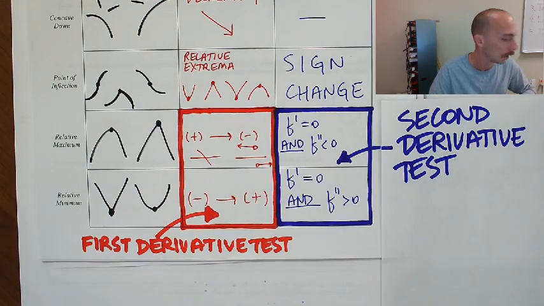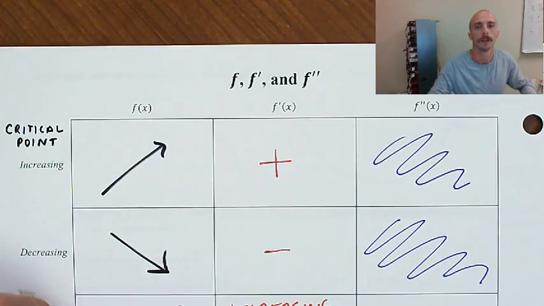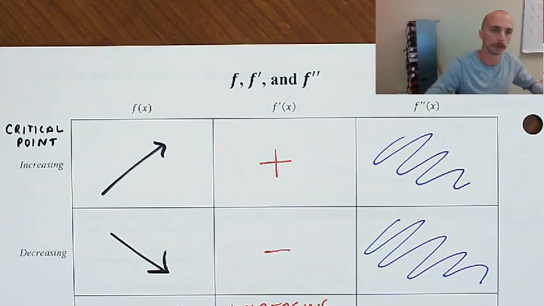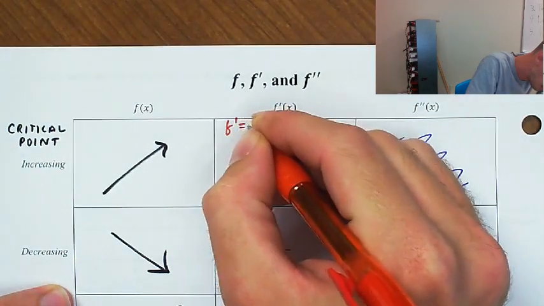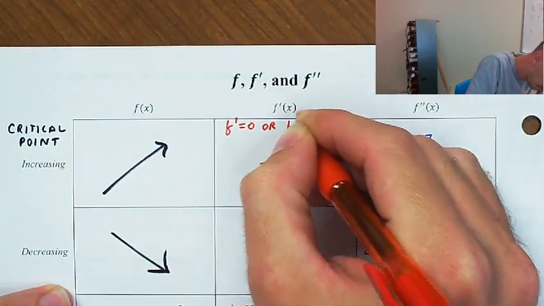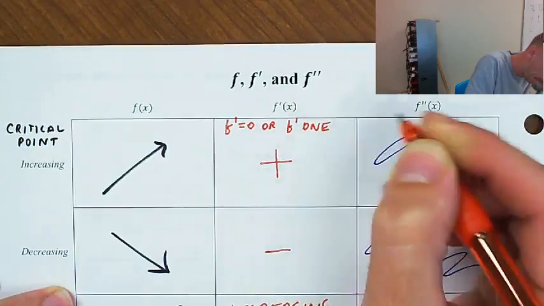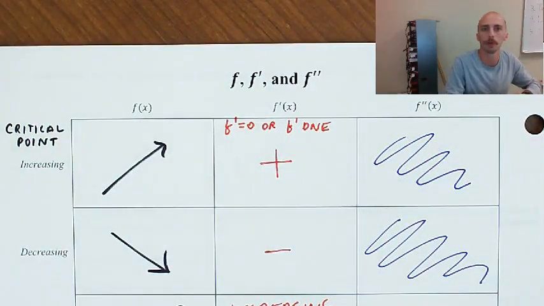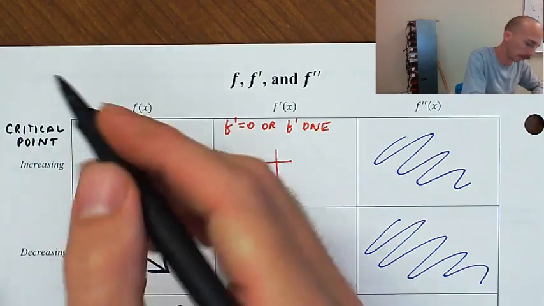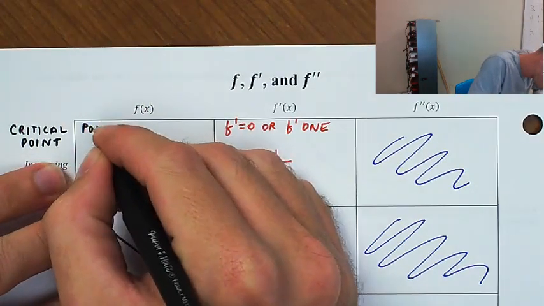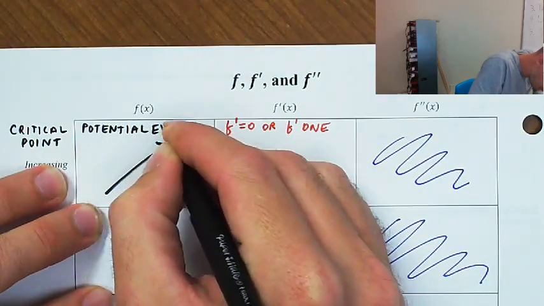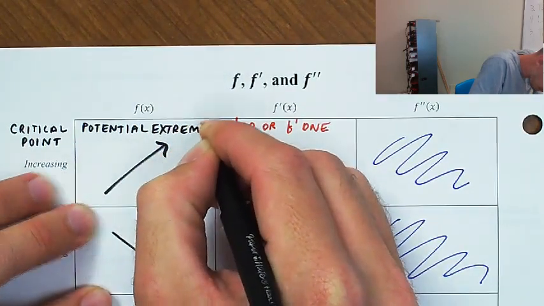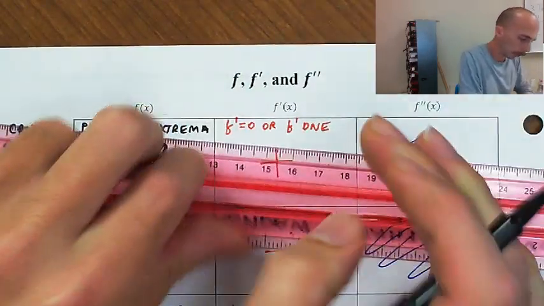I said it at the very beginning of this video, but we're getting closer to the end, so I should probably remind you that a critical point is a place where the first derivative is either 0 or undefined, and there's nothing for us to say about f double prime there, but these are potential extrema. But not guaranteed extrema, right?